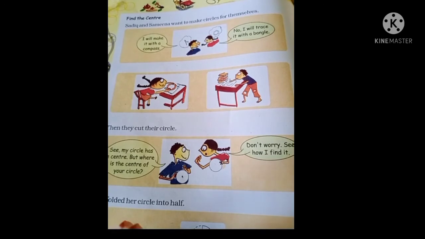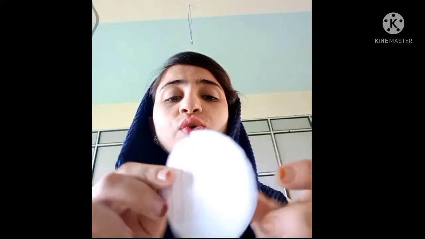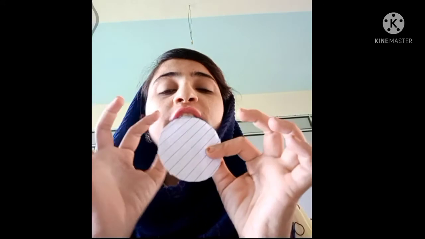So students, I'm also going to explain that if you are tracing any round thing, how will you find the center of the circle? Here I have drawn this one. Can you see? I have a circle. If you have traced it and you want to find the center, how will you find it? Here you can see a perfect round shape I have. Yes or no? Now you have to fold it equally.